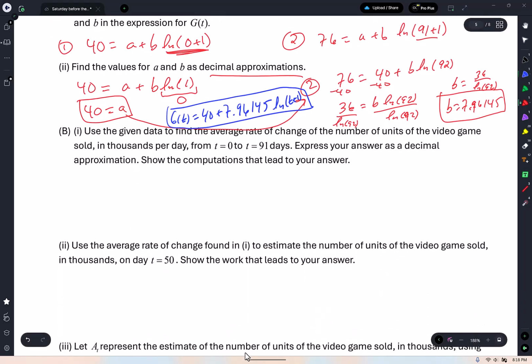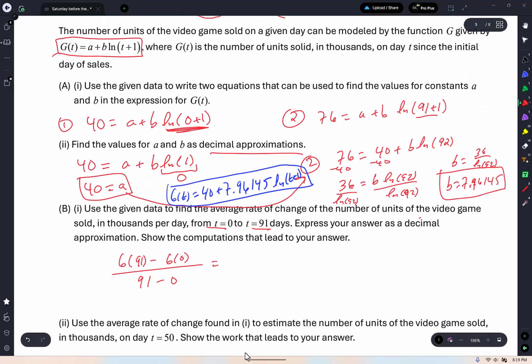All right, here we go. Use the given data to find the average rate of change of the number of units of the video games sold in thousands per day from t equals 0 to t equals 91. Express your answer as a decimal approximation showing the calculations that lead to your answer. All right, so here we go. You're just doing an average rate of change, guys. So you're going to do g of 91 minus g of 0 over 91 minus 0.